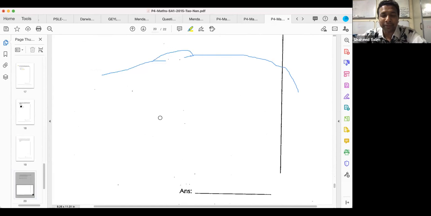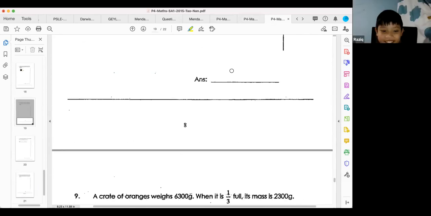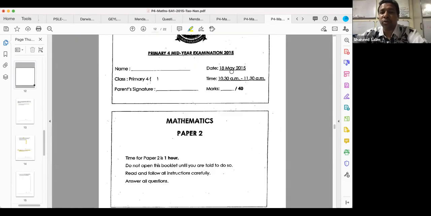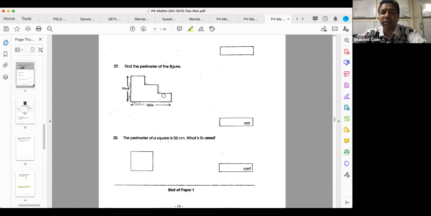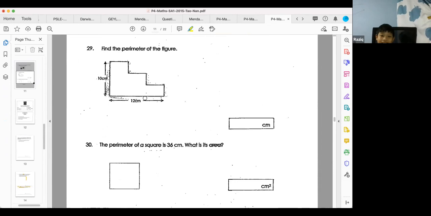Okay, so let us see. We do some easy ones. Not doing difficult ones. Because sometimes when you do so many difficult ones, I say, Alamak, we need to do easy ones. Okay now. Can you try these two? 29 and 30.